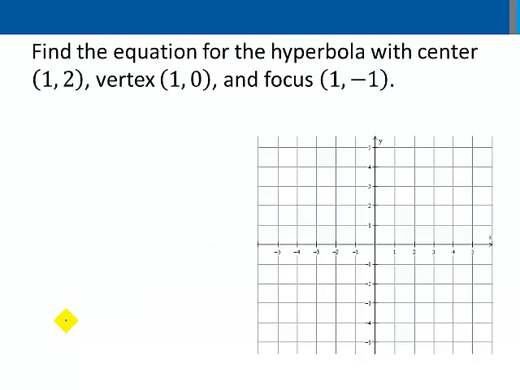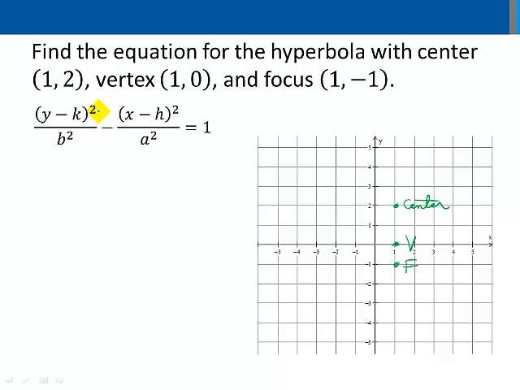Let's find the equation for the hyperbola with center (1, 2). I'll go ahead and plot the center. Vertex (1, 0). And focus (1, negative 1). Okay, so to find the equation for this hyperbola, we can see that we're going to have a vertical transverse axis. So we will use the equation here, (y minus k) squared over b squared minus (x minus h) squared over a squared equals 1.